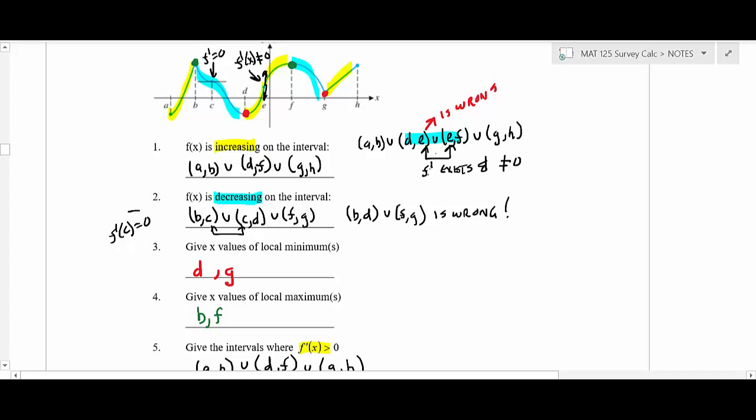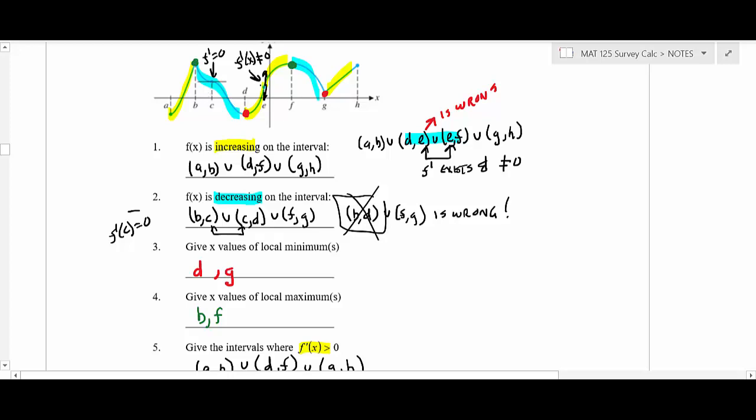So again, you have to split this up, is what I'm saying. The minimums are the red dots. That would be at D and G. Again, the function changes direction from decreasing to increasing at both points. The local maximums are the points that I highlighted in green. That would be at B, where the function increases, then decreases, and F, increases, then decreases. Not endpoints. Endpoints don't count. And this point right here is not a max or a min, neither is that point.